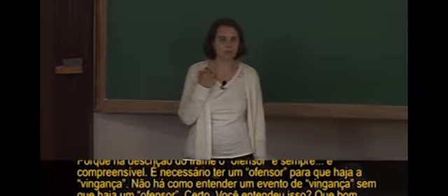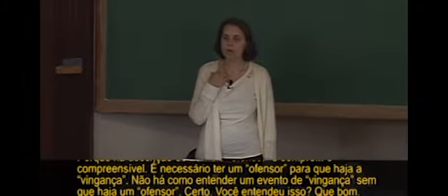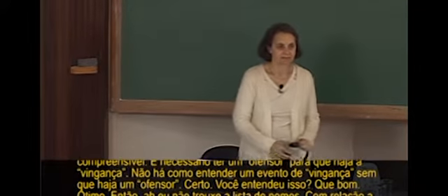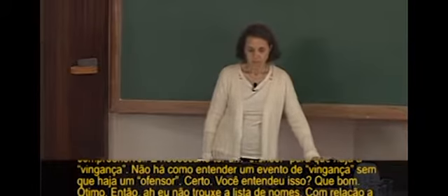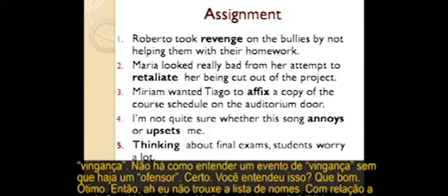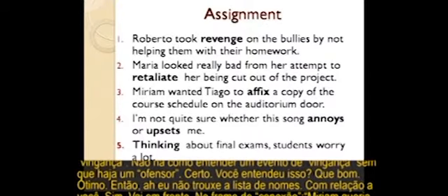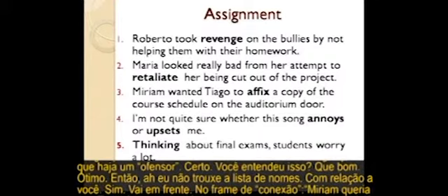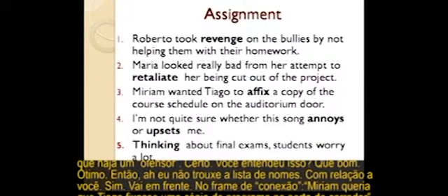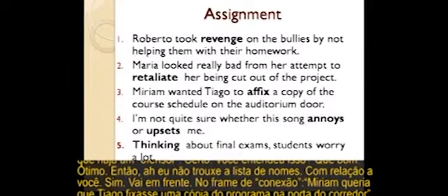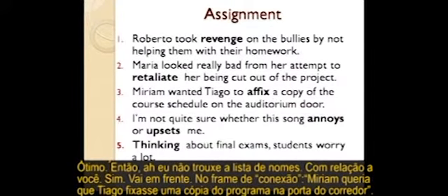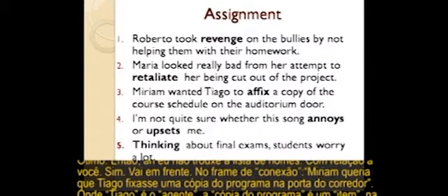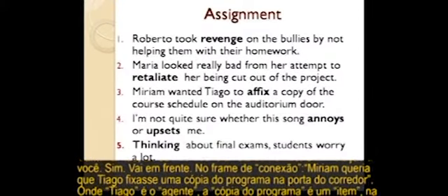Oh, I didn't bring my list of names. How about you? The frame attaching, isn't it? Miriam wanted Thiago to affix a copy of the course schedule on the auditorium door. So, Thiago is an agent. A copy of the course schedule is an item. On the auditorium door is the goal. As an INI is the connector. Correct. And Thiago is external.